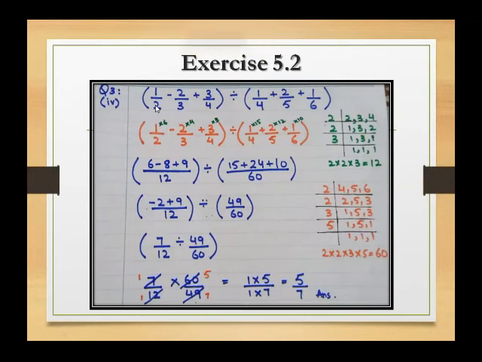And the question is 1 upon 2 minus 2 upon 3 plus 3 upon 4 divided by 1 upon 4 plus 2 upon 5 plus 1 upon 6. This is the question of BODMAS rule.